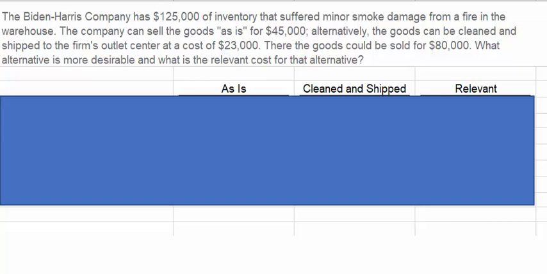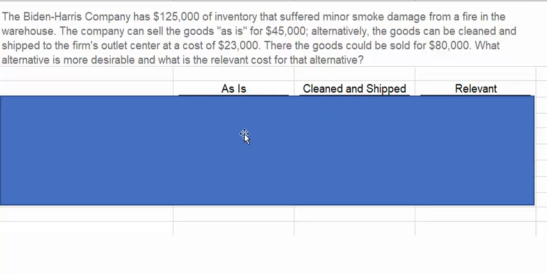Now, the company can sell the goods the way it is for 45,000, or they can be cleaned and shipped to an outlet center, which will cost 23,000, and then it can be sold for 80,000. So we're asked to determine which one is more desirable, which alternative, and what are the relevant costs.